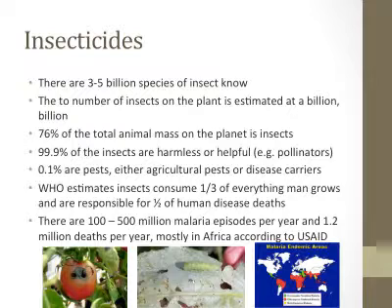So the big part about pests, like mosquitoes around here, is that they are known to carry diseases. A few years ago, there was a big push on West Nile, which is still kind of an issue, but not as bad as it was 4 or 5 years ago. The WHO, the World Health Organization, estimates that insects consume 1/3 of everything man grows and are responsible for half of the human disease deaths. Just to give you an example, there are 100 to 500 million malaria episodes per year and 1.2 million deaths per year, mostly in Africa, and malaria is carried by mosquitoes.